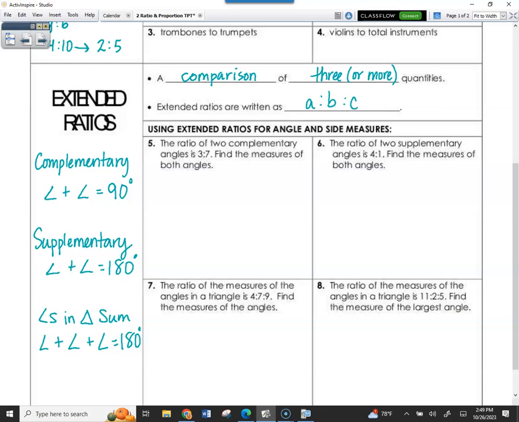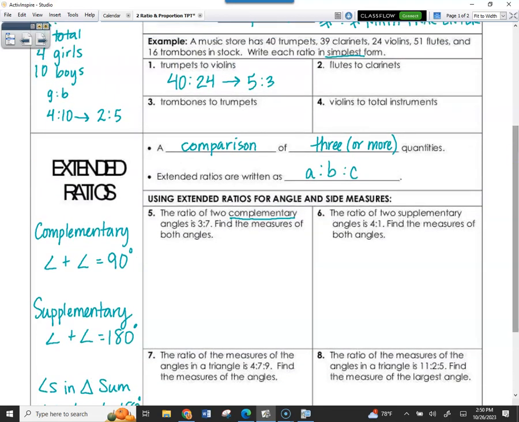Now let's look at number 5. The ratio of 2 complementary angles is 3 to 7. Find the measures of both angles. Okay, so a couple of things here. We have the number 3, we have the number 7. You might think, okay, just add 3 to 7. But that's not going to give me 90, right? So come back up here. Let me show you where this comes from.